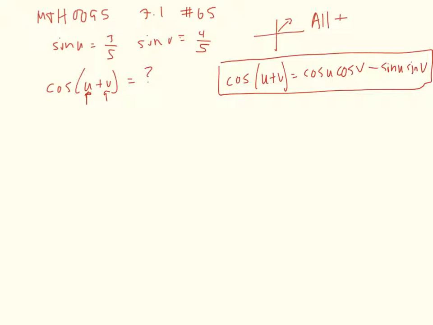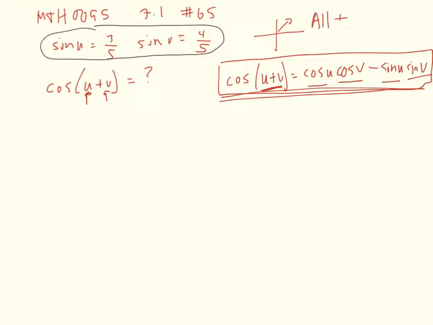So, we have a sum difference identity over here that says the cos of the sum of two angles is equal to the cos of U times the cos of V minus sine U and sine V. In the question, they give us this information up here. And they say that the angles are acute. All that means is that they're going to be positive.